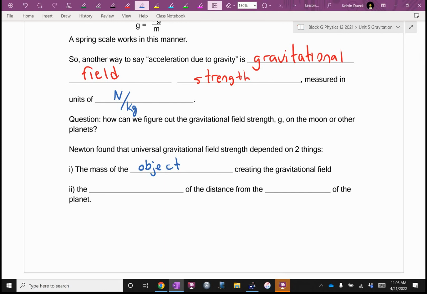And he noticed that it was the reciprocal, I wrote this wrong, the square, I apologize, of the distance from the center of the object or the planet, except the squared was on the bottom. It was a reciprocal. It was 1 over r squared. It depended on m on the top and 1 over r squared. The r squared is on the bottom.